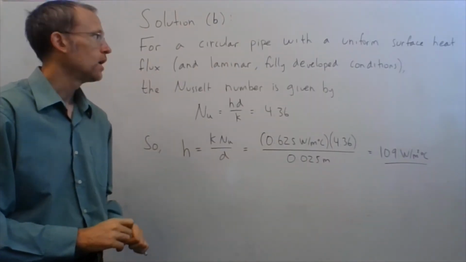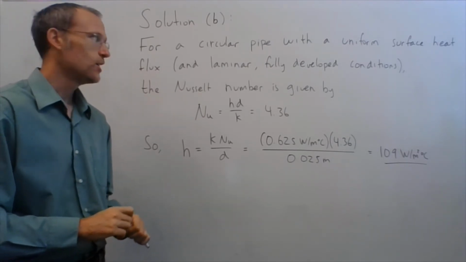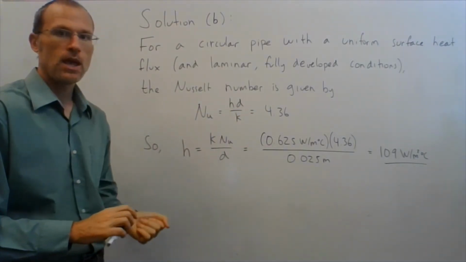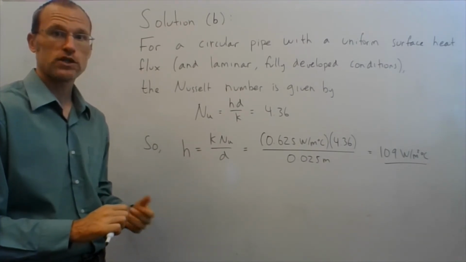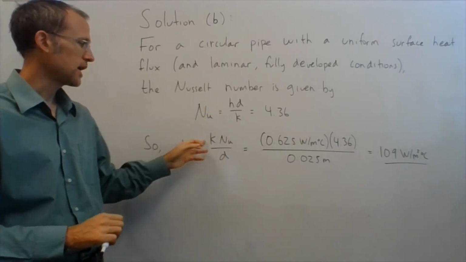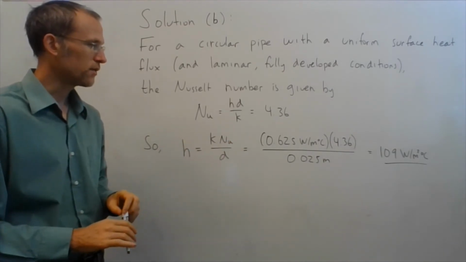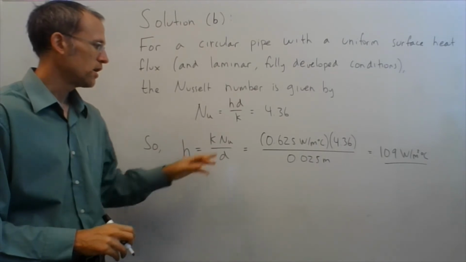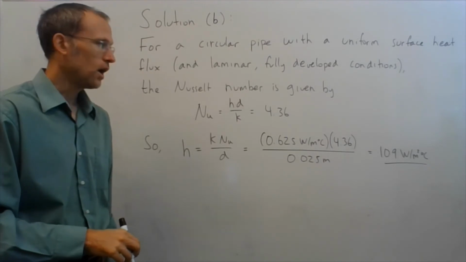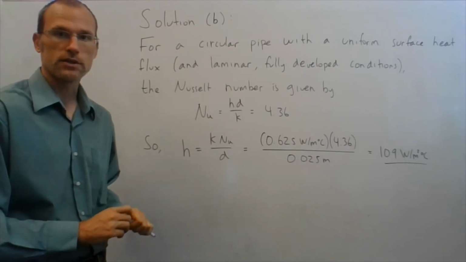So, solution to part B. For a laminar, fully developed circular pipe with uniform surface heat flux, we have the equation for the Nusselt number. That is just a nice constant: Nusselt number is 4.36. Then to find the heat transfer coefficient, we're looking for H. Nusselt number is HD over K, so just rearrange that for H. H is K times Nu over D. The K value for water, which we found previously, is 0.625 watts per meter degree Celsius, Nusselt number of 4.36, and diameter 0.025 meters gives me a heat transfer coefficient of 109 watts per meter squared degree Celsius.